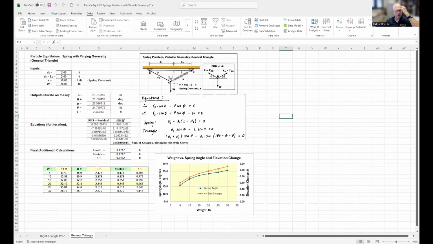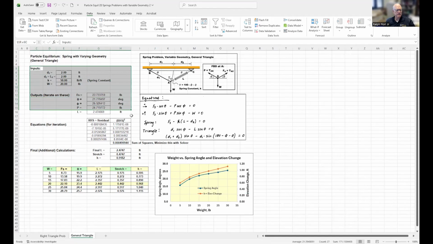And just say Solve. And it says, OK, we found a solution. These are all pretty small numbers. They're not 0, so they're not exact, but they're not bad. For spring force, we got 23.73, and the last time I did this for 20, I got 22.1. That's off a little bit, isn't it? For theta, 21.8, theta, 23.4. L is 2.47, 2.44. That's not very close. We're going to redo this.